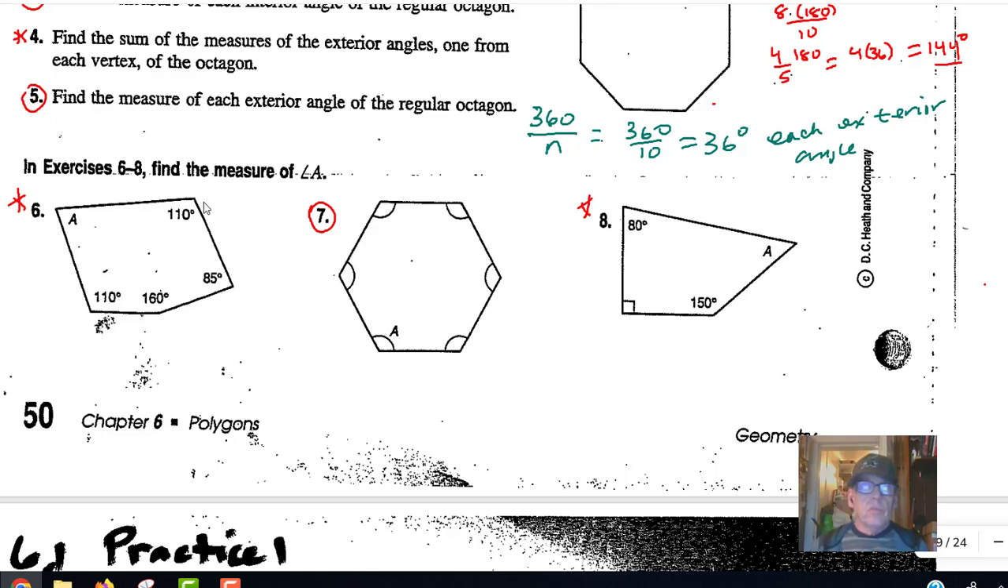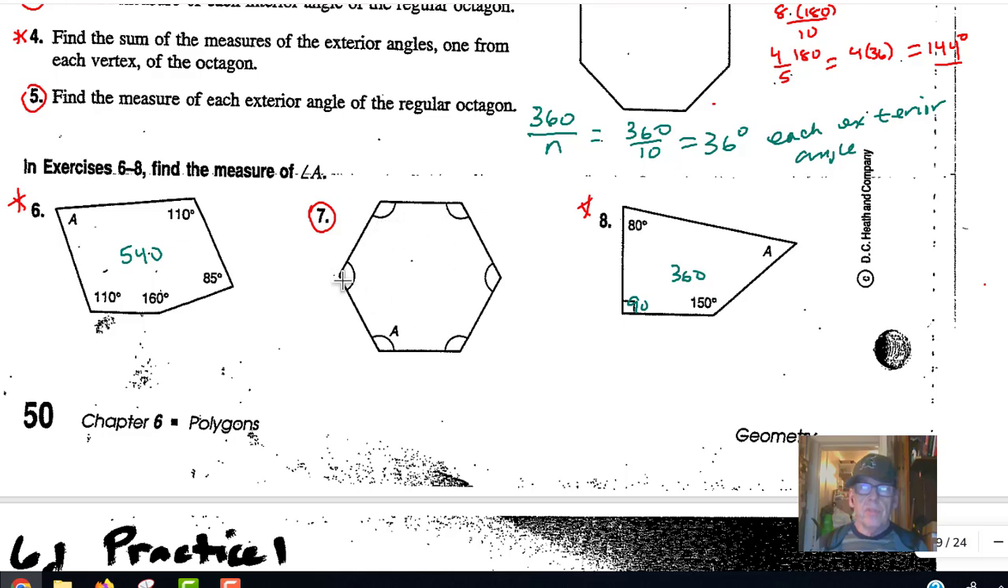Okay, for number 6, you got 1, 2, 3, 4. You got a pentagon. These are all going to need to add up to 540. For number 8, you have a quadrilateral with a 90 degree given to you with the right angle. And altogether, these need to add up to 360. These all need to add up to 540.